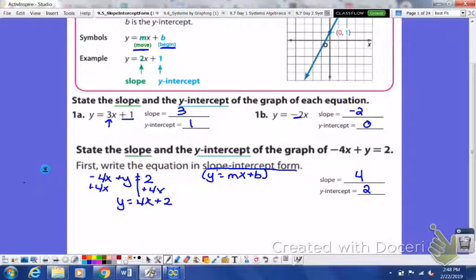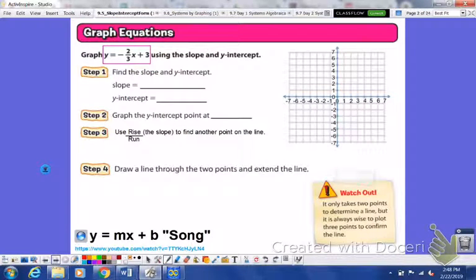Okay, now that we know what slope-intercept form is, what our slope is, what our intercept is, we want to start graphing. We want to graph y equals negative 2/3 x plus 3 using the slope and the y-intercept. So first off, our slope is negative 2/3. That's connected to our x. And our y-intercept, we're adding 3, so our y-intercept is 3.